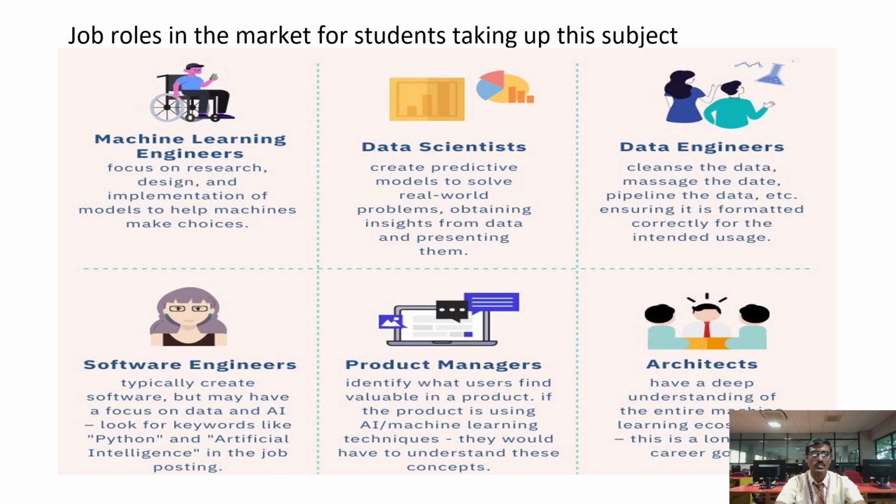As software engineers, you can create software using AI. Product managers identify what users find valuable in the product. You can go for system architecture, or as an architect, you have a deep understanding of the entire machine learning ecosystem. So these are the long-term career goals you can target for this.